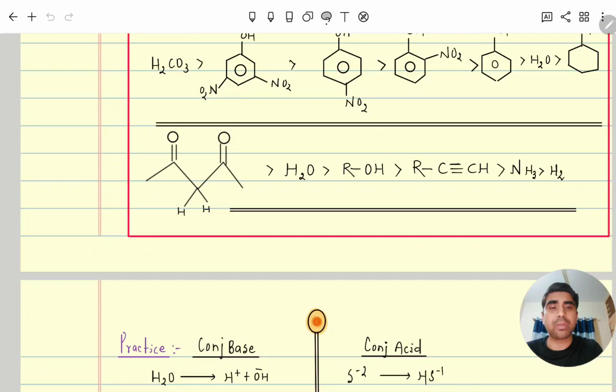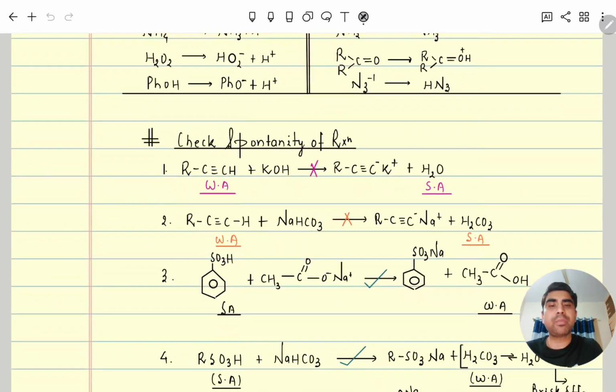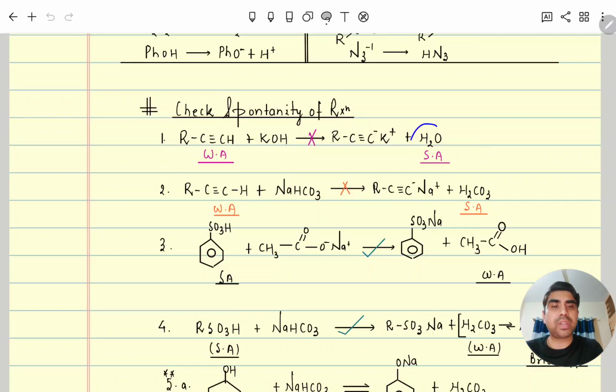You know that here the triple bond is there and here water is there. Water is more acidic than the triple bond, so water is here and the triple bond is here. Reaction will move from strong to weak, not from weak to strong, because strong is unstable and weak is stable. So the reaction will move from unstable to stable. So this reaction is not feasible.